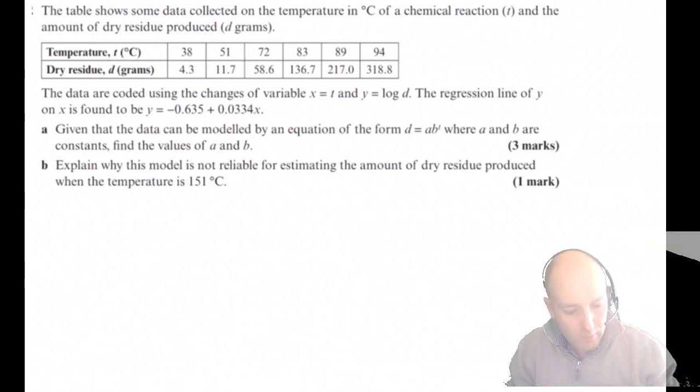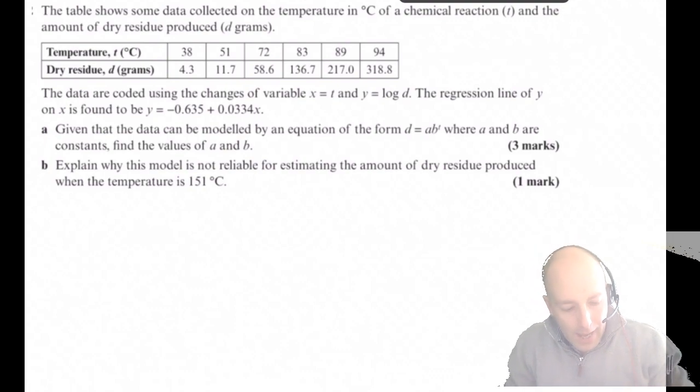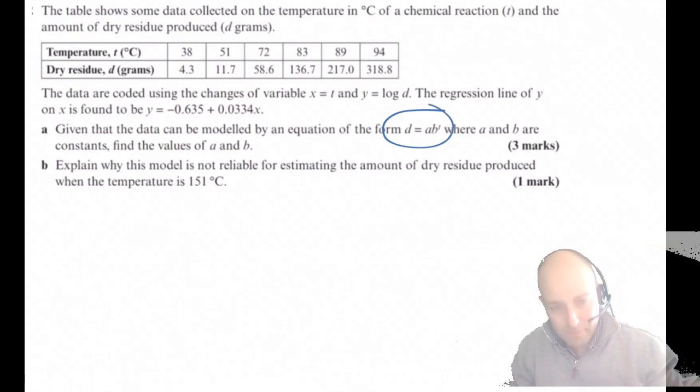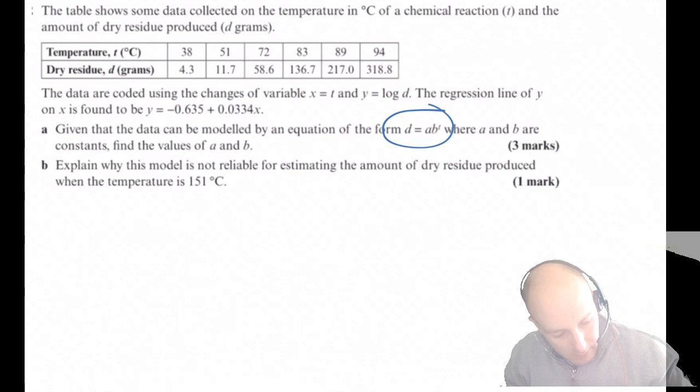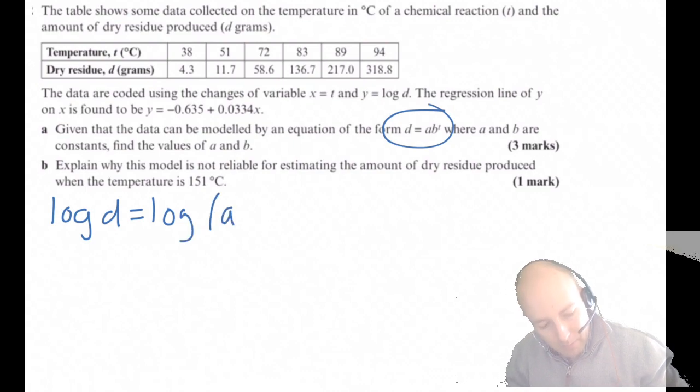Cool. So they've told us the data has been coded. So first of all, let's change our equation into one that fits with the coding. So we're going to take this equation here and log both sides of it. So we get log d equals log ab to the power t.